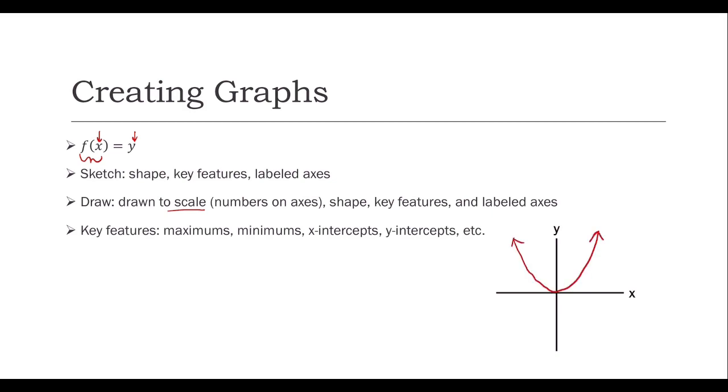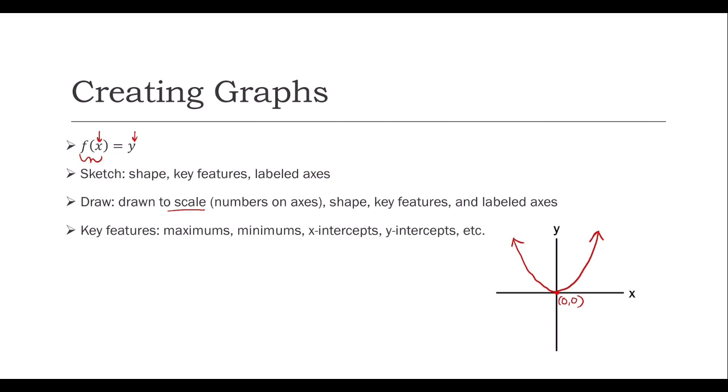where we have our x-axis, our y-axis, and a little U-shaped parabola. You would want to write your x and y intercept at 0, 0. And that's really all you need for a quick sketch.